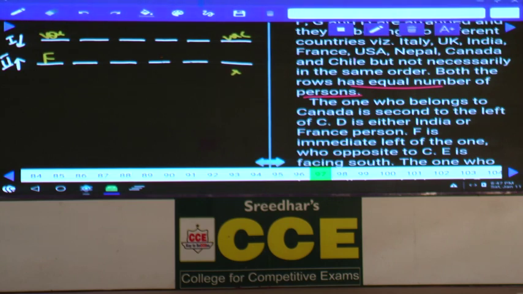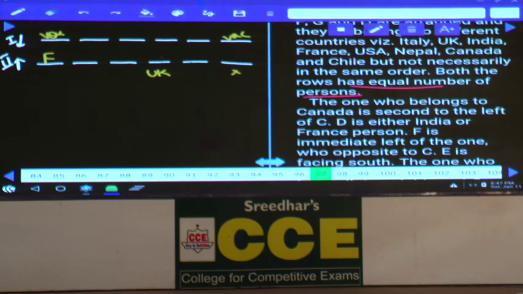Again, there is a person who belongs to UK sits to the right of F. Hence, F cannot be at the right end of this one. F must be at the left end. If F is at the left end, then where is this UK? The person who belongs to UK is at this place. Are they clear? Again, the one who belongs to Canada is seated second to the left of C.